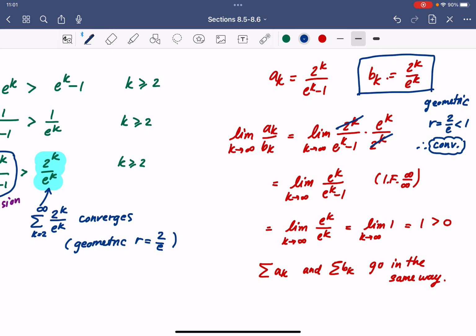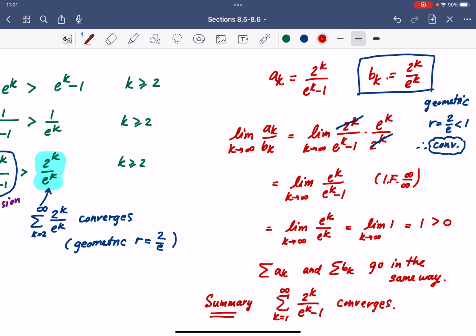which means you can conclude immediately that the series you want to test, the summation of 2 to the k over e to the k minus 1, is actually convergent by the limit comparison test, because you pick the b subscript k smartly. You pick it to be 2 to the k over e to the k, and when you compute the limit of a subscript k over b subscript k, you get something bigger than 0, so it is convergent.